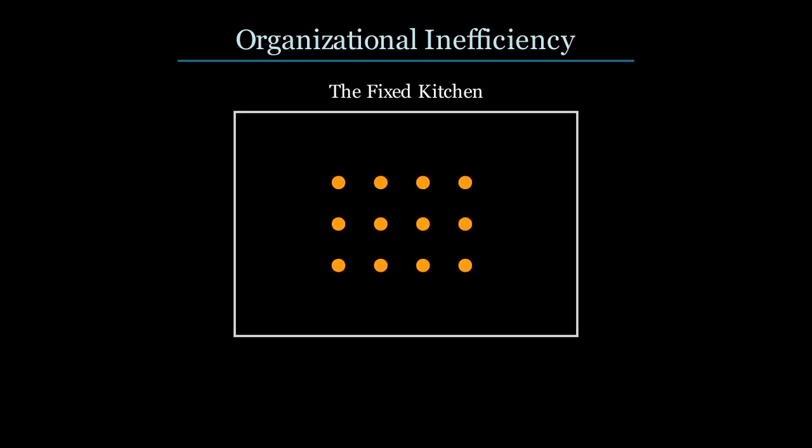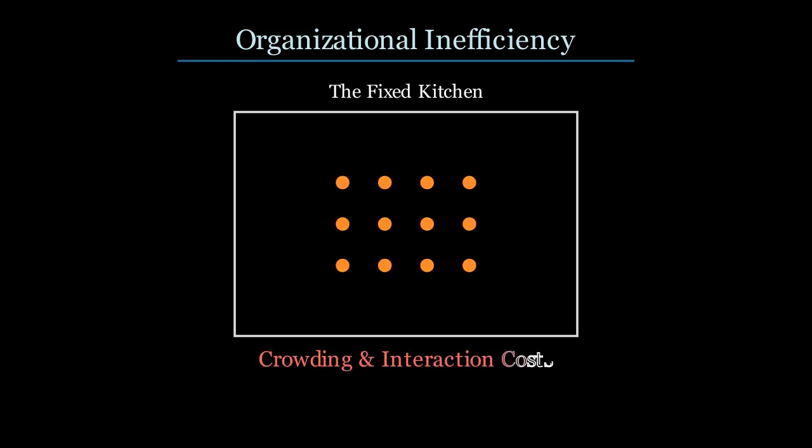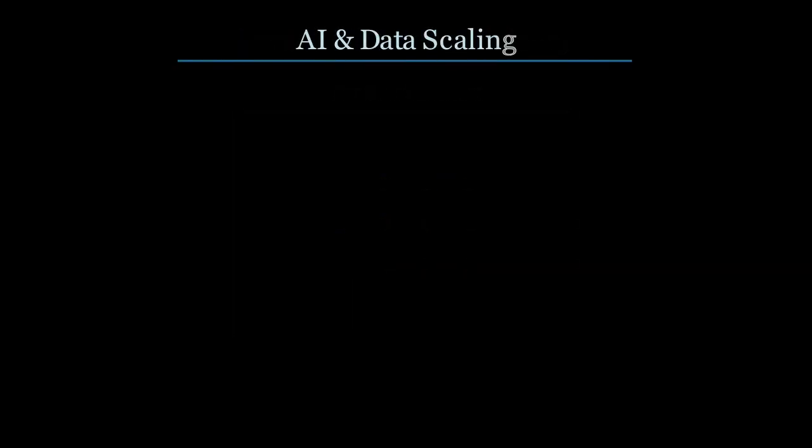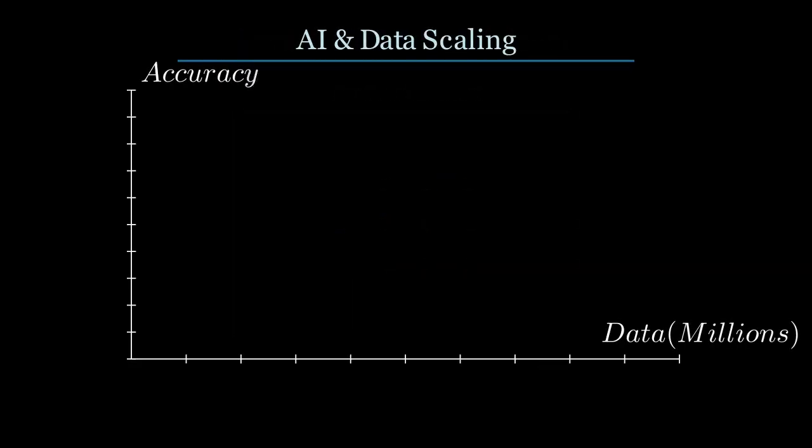Even in the modern world of artificial intelligence and data science, we see this. Adding more data to train a model usually improves its accuracy. However, going from 1 million to 2 million data points might improve accuracy by 5%. Going from 100 million to 200 million might only improve it by 0.1%. The cost of computing power increases linearly or exponentially, while the marginal gain in intelligence shrinks.